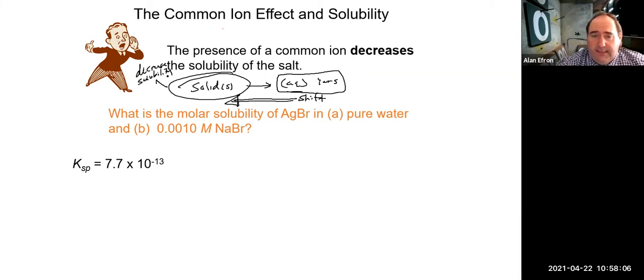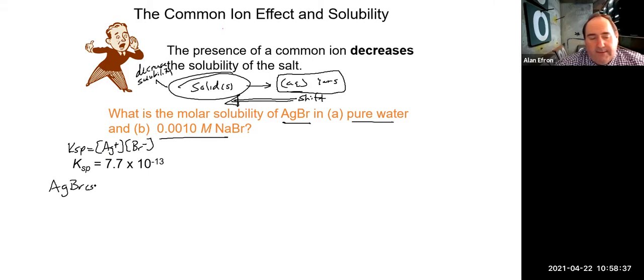So let's take a look at an example here between silver bromide in just pure water and what happens if we put that silver bromide in a solution that contains sodium bromide. Let's start with just the pure water by itself. If we had silver bromide in pure water, the Ksp would be our silver times our bromide, and that would come from our reaction here of this guy breaking apart into silver plus the bromide.